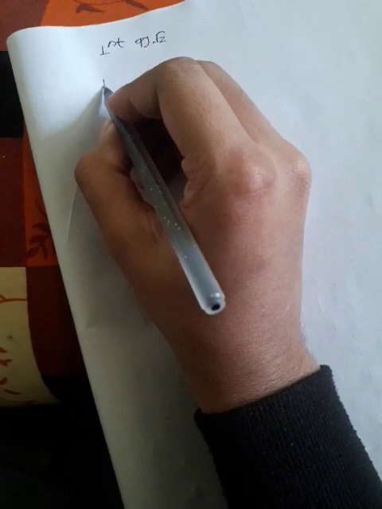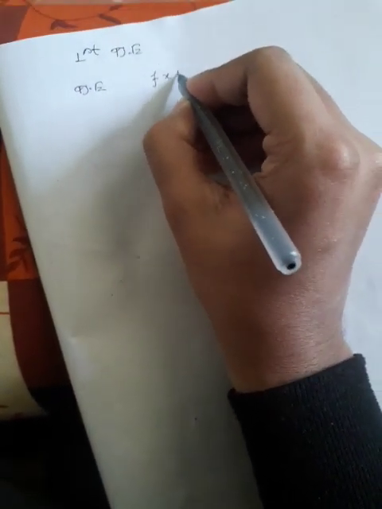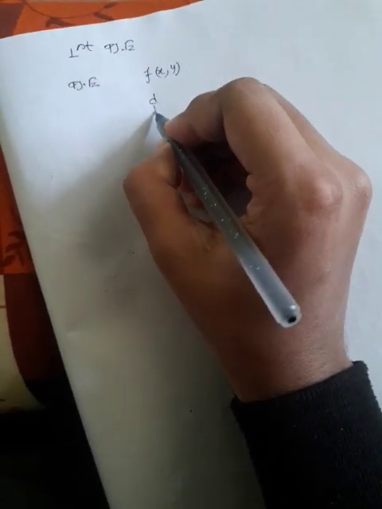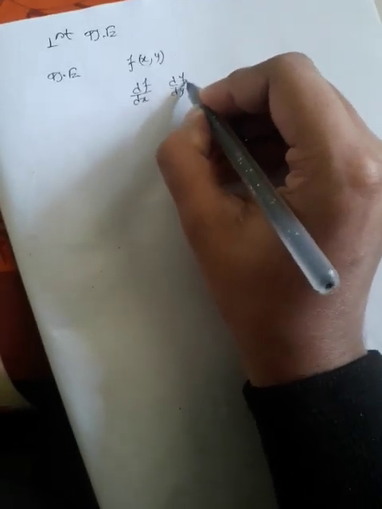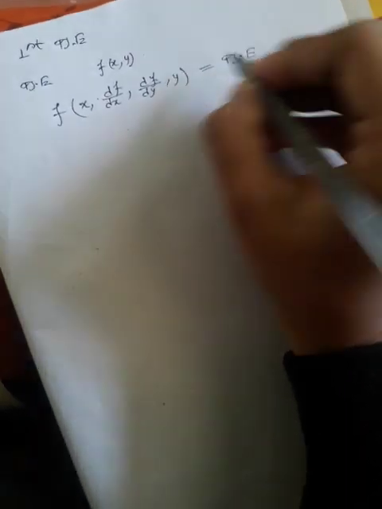So let's talk about first order differential equations. For that, we first have to know what a differential equation is. Suppose one function is a function of x and y, and the derivative with respect to x and the derivative with respect to y of this function are also present along with x and y. This is called a differential equation, or DE.